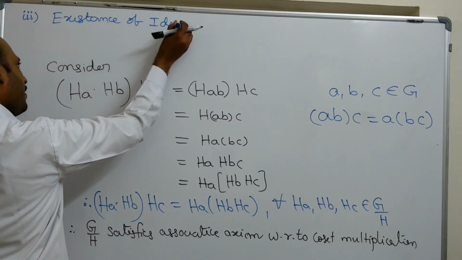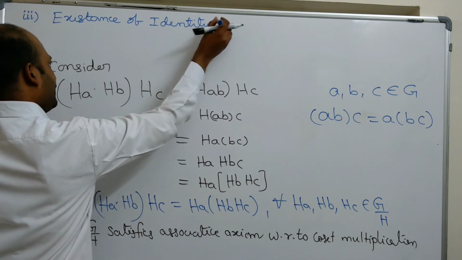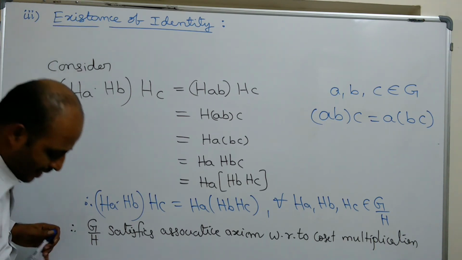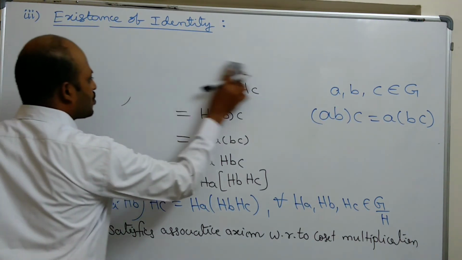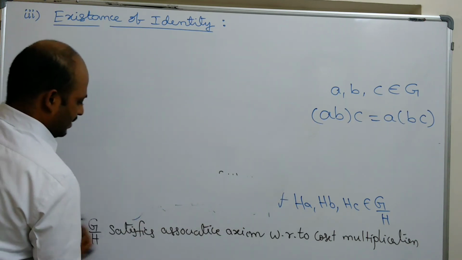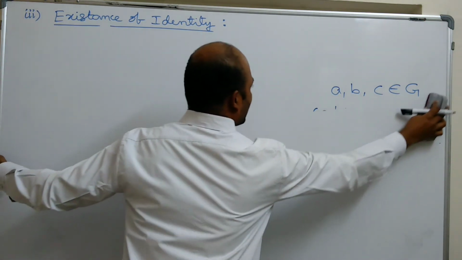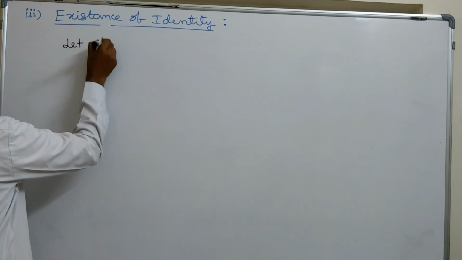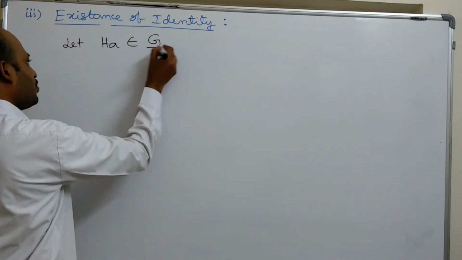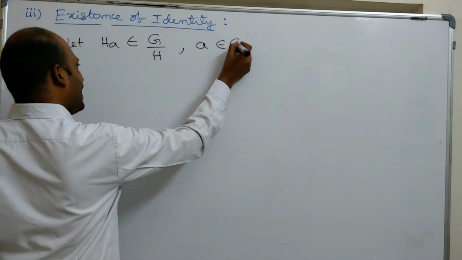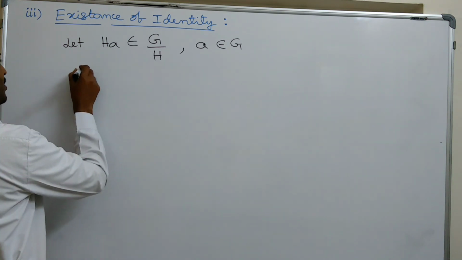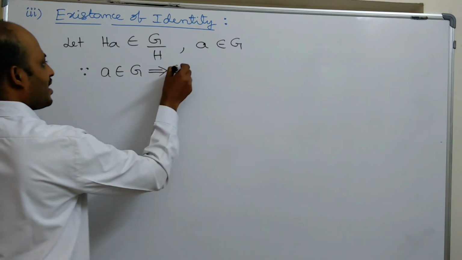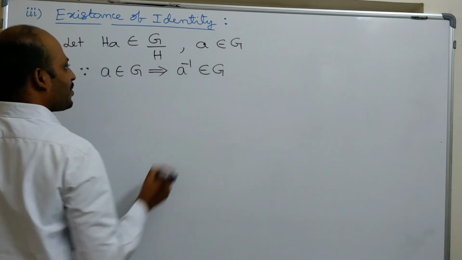Existence of identity. To prove this, let us take an element Ha belongs to G by H, where small a belongs to capital G. Since small a belongs to capital G, it implies a inverse also belongs to capital G.